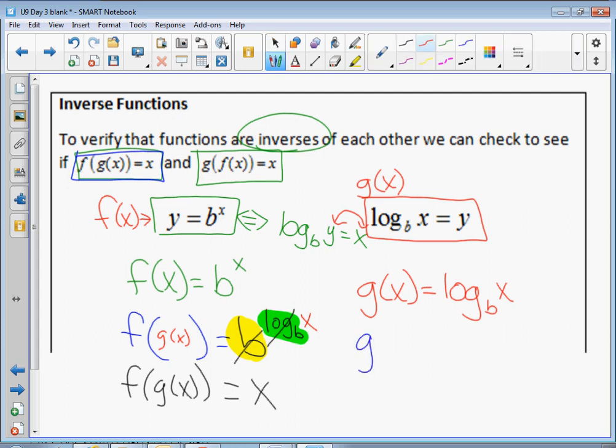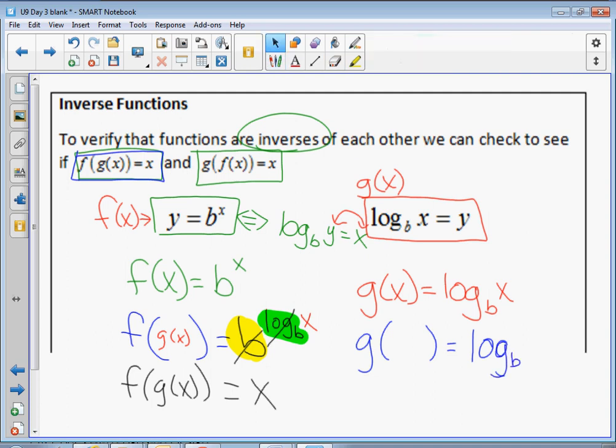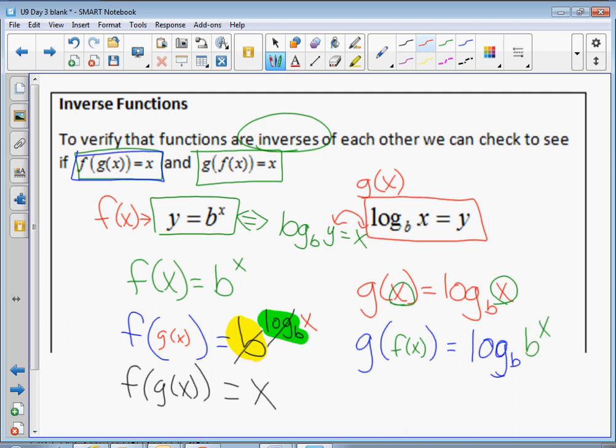Let's also evaluate g of f of x. So I'm going to take the function g and replace the x with something else. Oops, should be writing b there. Log base b of x. But I want my function f of x to go in place of the x in g. So I'm trading those out for f of x. And f of x is equal to b raised to the x power.